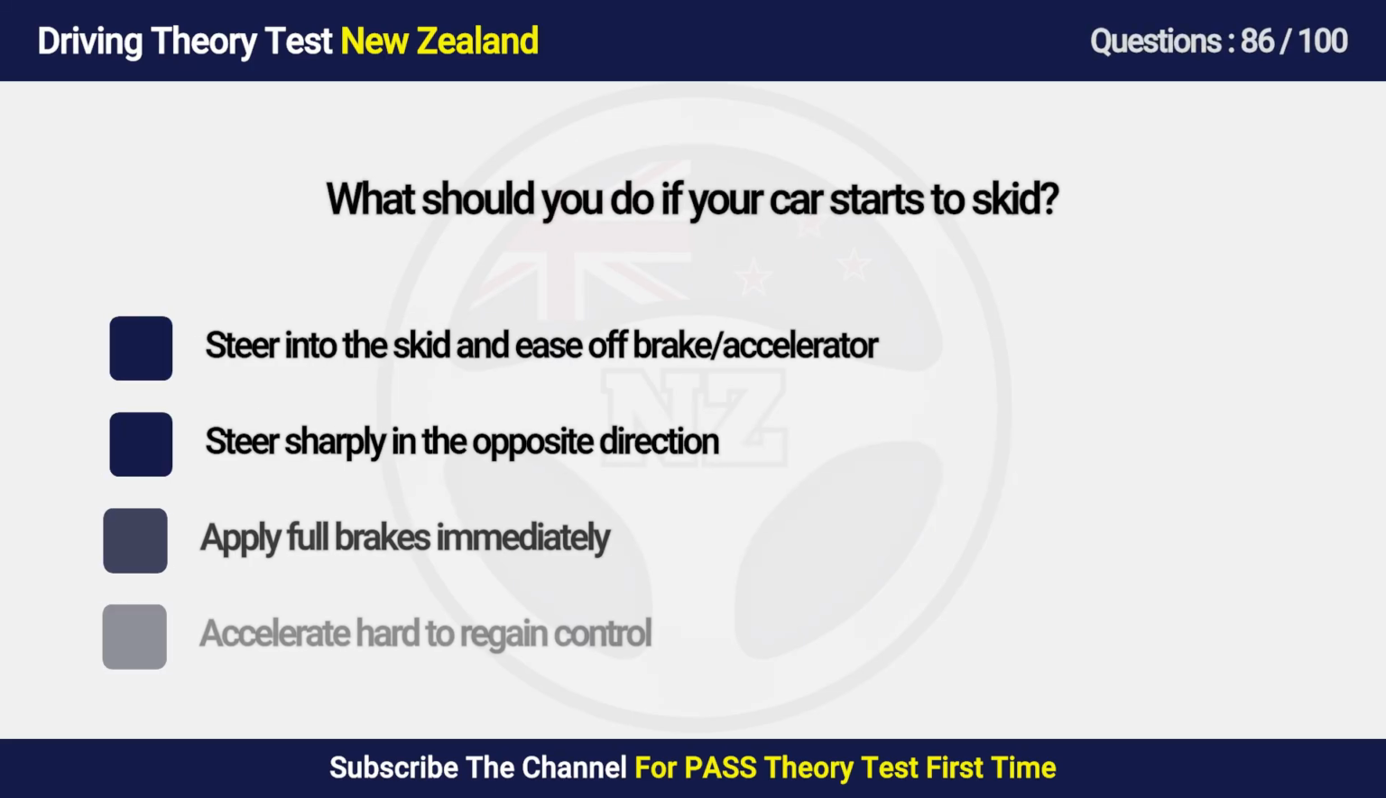Question 86. What should you do if your car starts to skid? A. Steer into the skid and ease off. B. Steer sharply in the opposite direction. C. Apply full brakes immediately. D. Accelerate hard to regain control.